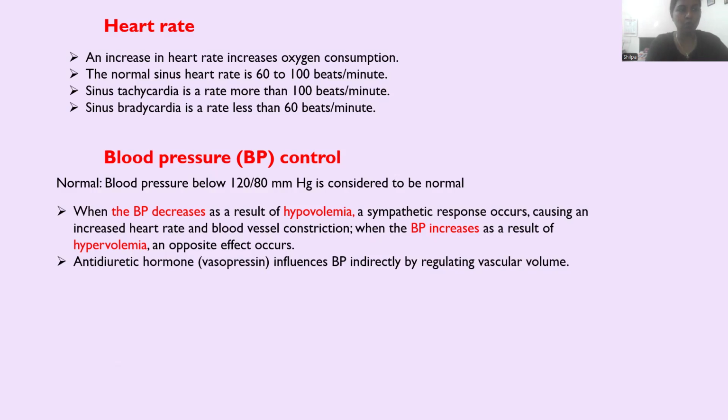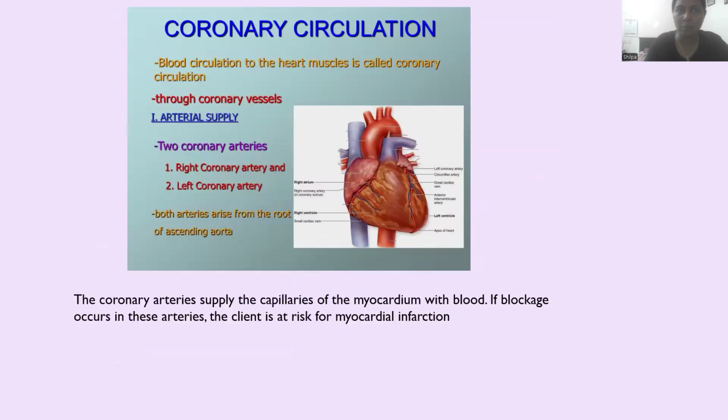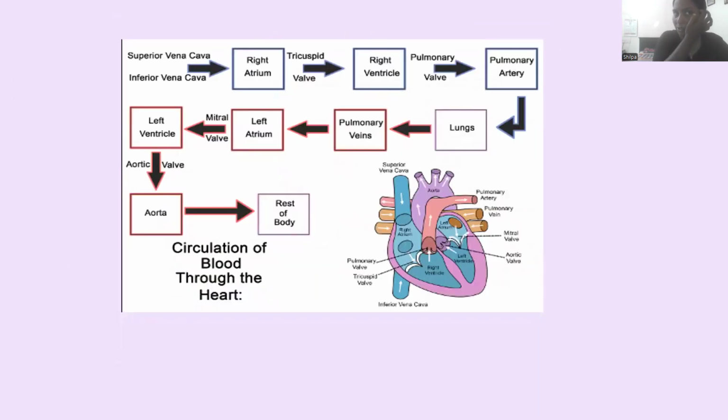And the blood flow, we already discussed. About the blood flow, the two largest veins of the body, the superior vena cava and inferior vena cava, empty constantly into the right atrium.